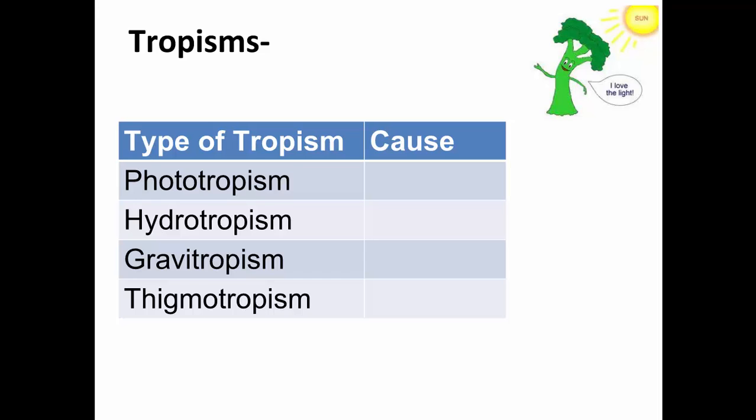So plants can grow, usually, in response to stimuli. We don't really think about it because it happens relatively slowly, but we call these tropisms. The movement or growth of a plant in response to a stimulus. And there are several types of tropisms that are common in plants. One is called phototropism.